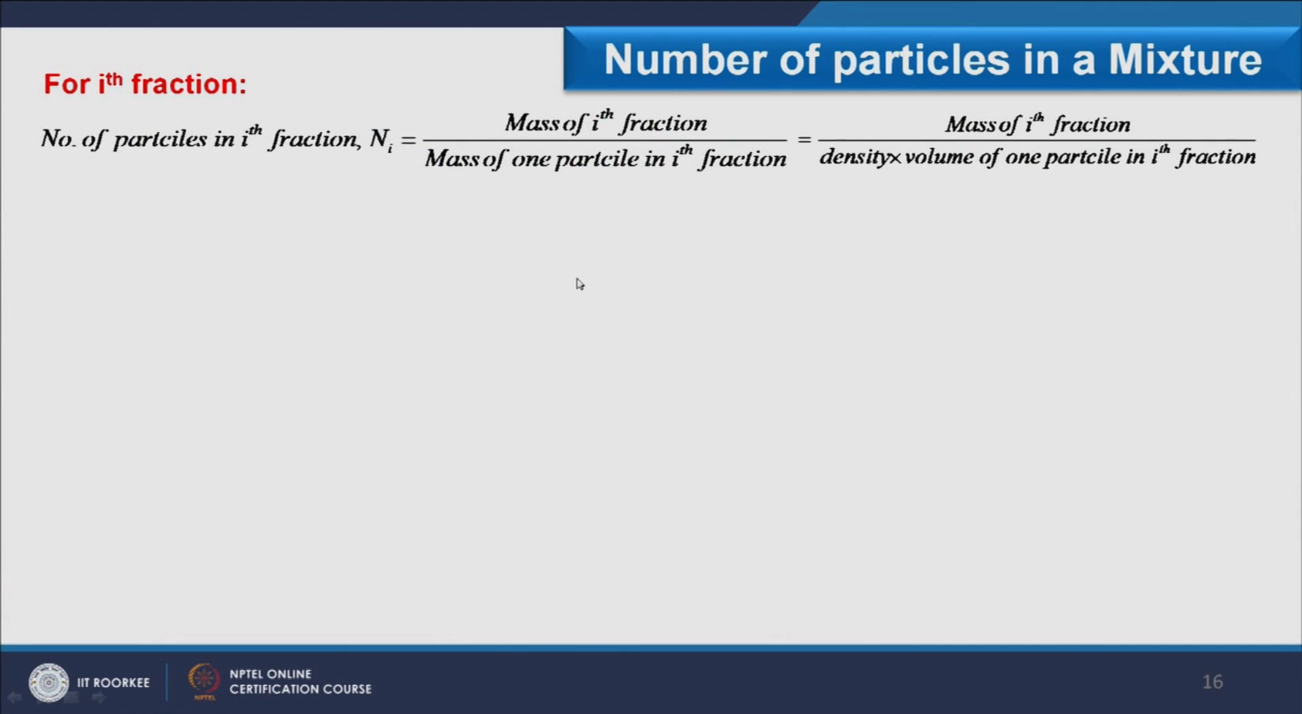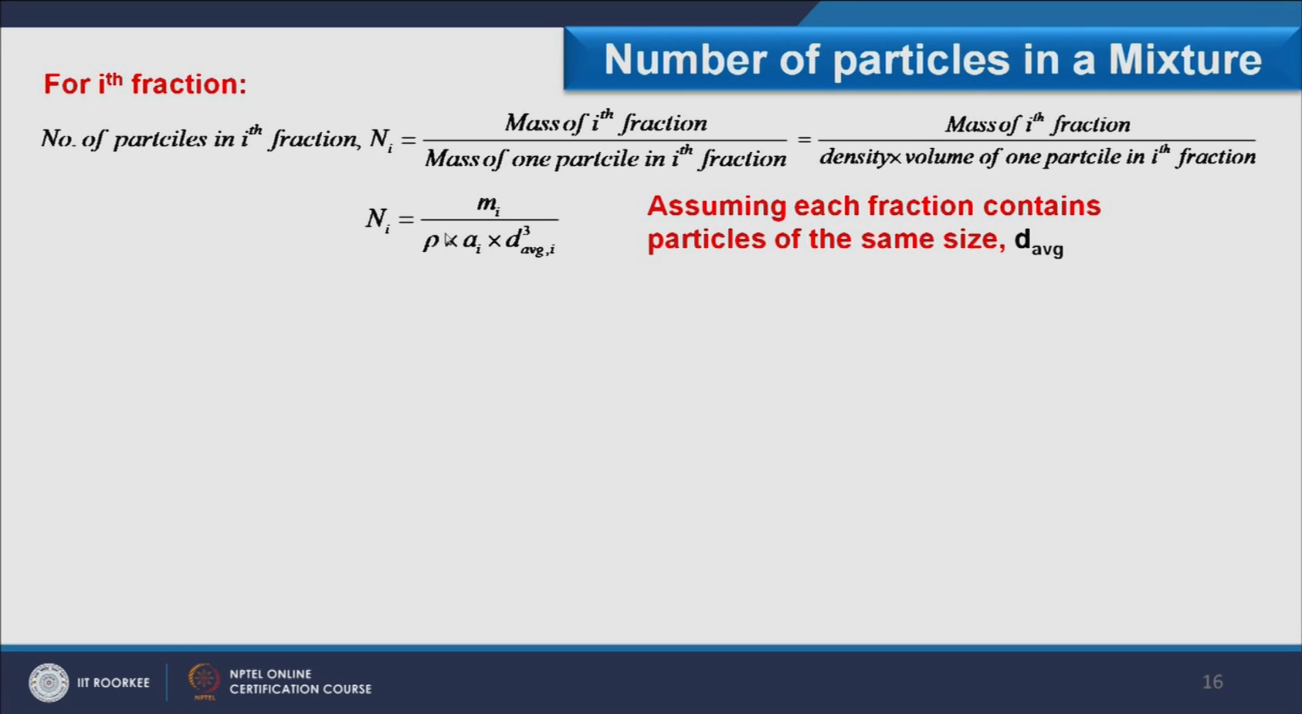In a similar line, we can derive the expression to calculate the number of particles in a mixture. For example, if I am considering the ith fraction, the number of particles in the ith fraction, denoted as Ni, is equal to mass of the ith fraction divided by mass of one particle in the ith fraction. Further, mass of one particle in the ith fraction can be written as density into volume of one particle in the ith fraction.